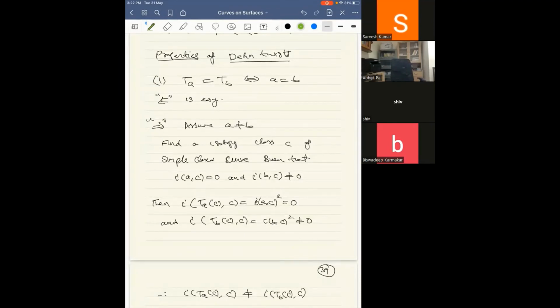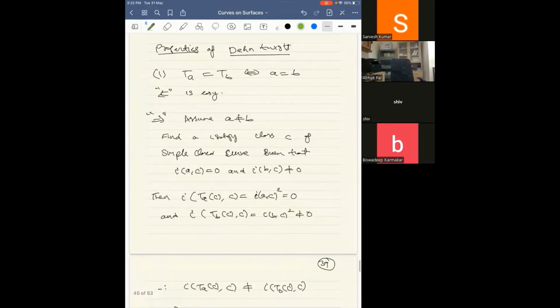So first, you look at the isotopy classes of two curves, let's say a and b, and suppose the Dehn twists agree. This is if and only if the classes agree. One way is easy: if a equals b, then the Dehn twists are equal. So how do you prove the other way around? We will use that formula here. Let's assume a is different from b, and you wish to prove that the Dehn twist around a is different from the Dehn twist around b. So how does one accomplish that?